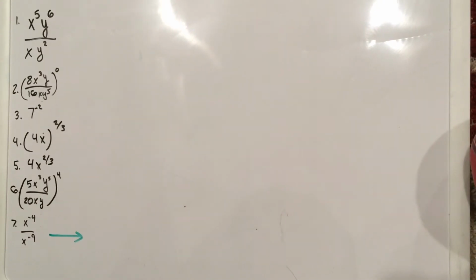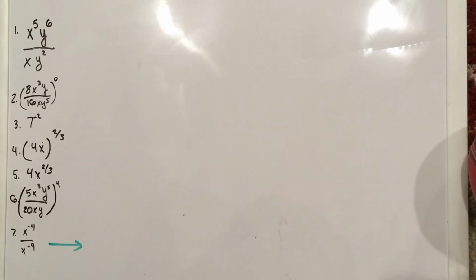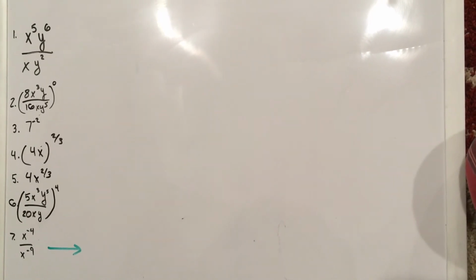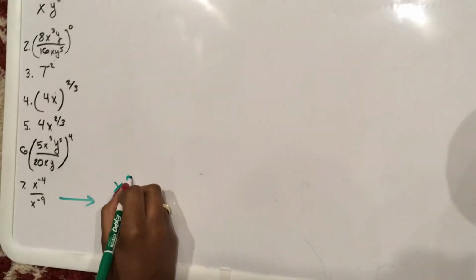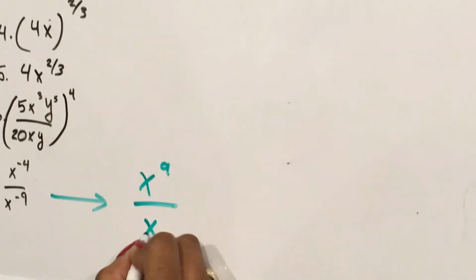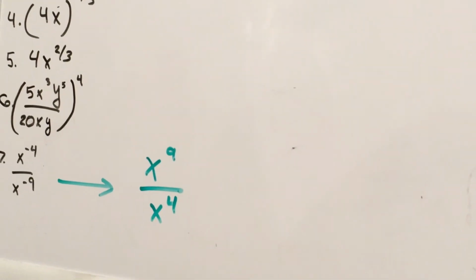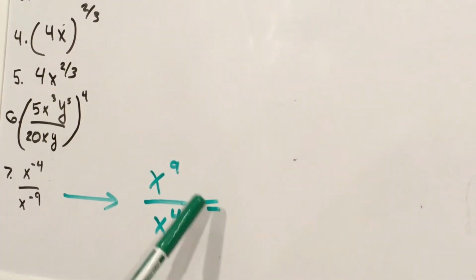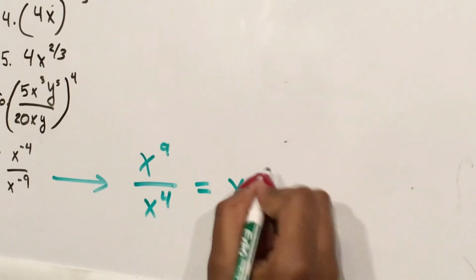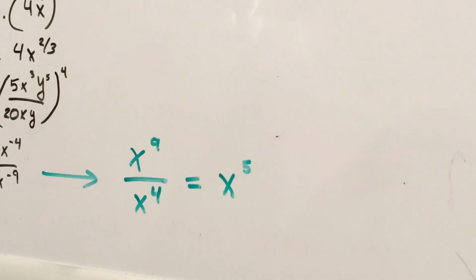For 7, we're going to use the negative exponent rule because we don't want anything to be raised to the negative power. So it's going to be x to the 9th over x to the 4th. And then we're going to use the quotient rule to simplify that. So 9 minus 4 equals 5. And so our final answer will be x to the 5th.